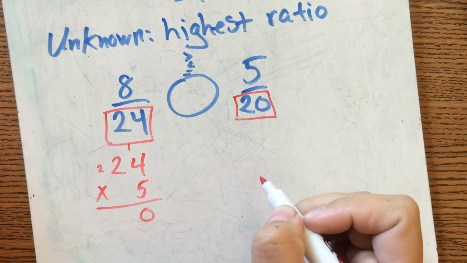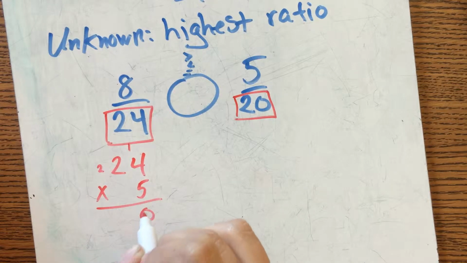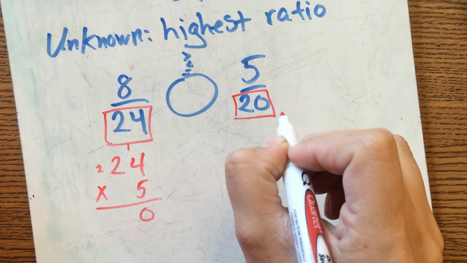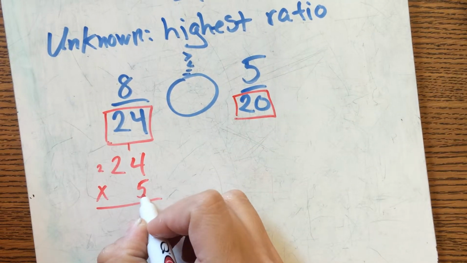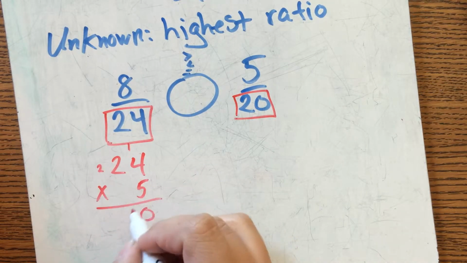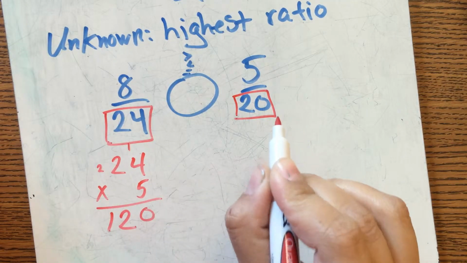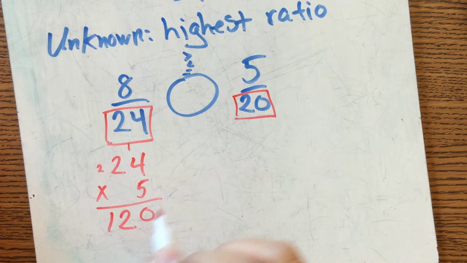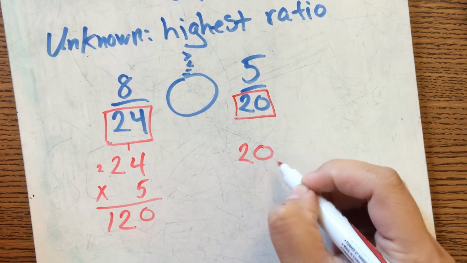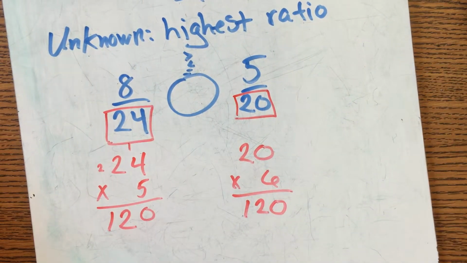Alarm bells are going off inside my head. A 0 in the ones place. Maybe this multiple of 24 will work with 20 as well. Let's finish it. 5 times 4 is 20. We already did that. 5 times 2 is 10. And another 2 is 120. Let's see if we can get 20 to fit inside of 120 evenly. It works. Perfect.